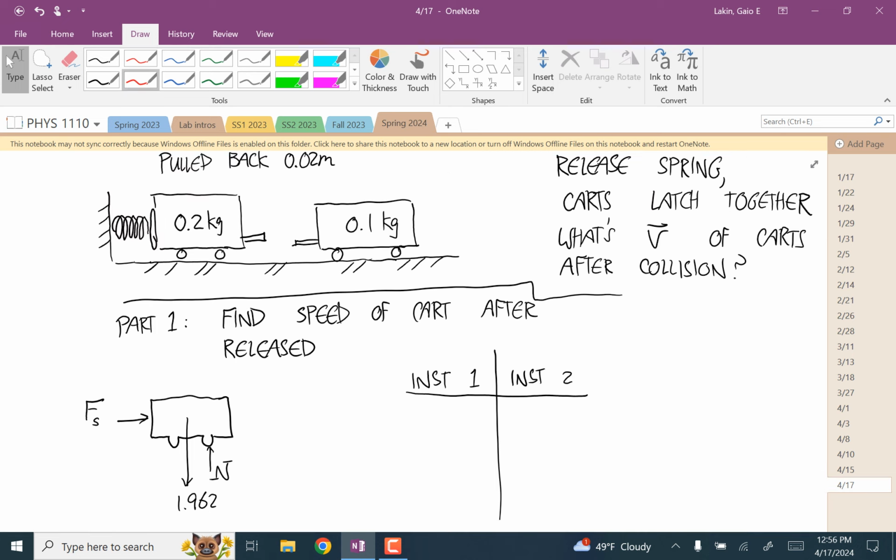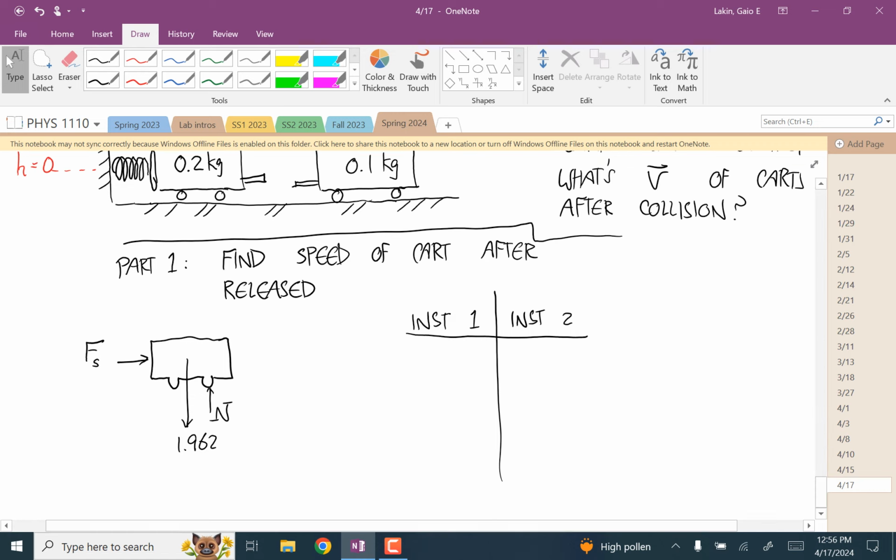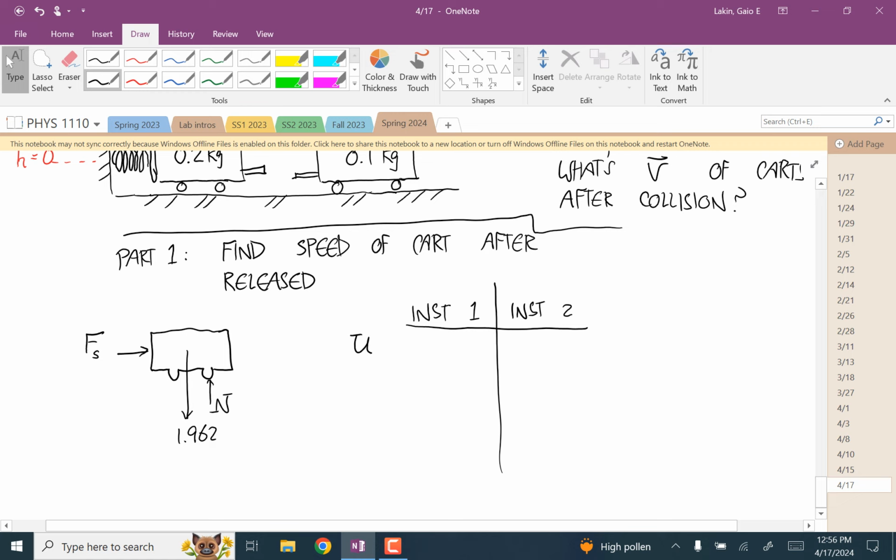I'm going to choose my height equals 0 because the height never changes. So let's set it up so that the potential energy due to gravity is just 0 the whole time. At instant 1, the gravitational potential energy is 0 because of our choice of height equals 0. Potential energy due to the spring is 1/2 times 600 times 0.02 squared.